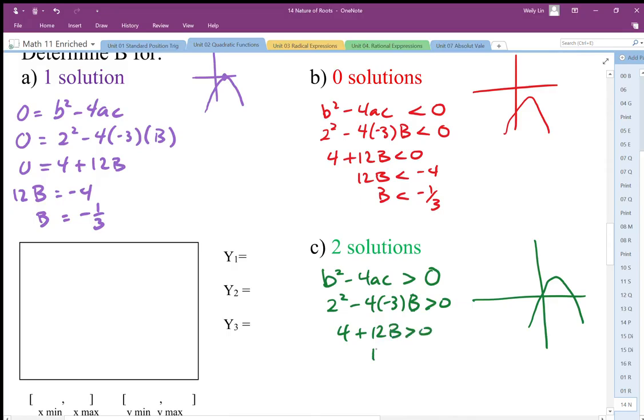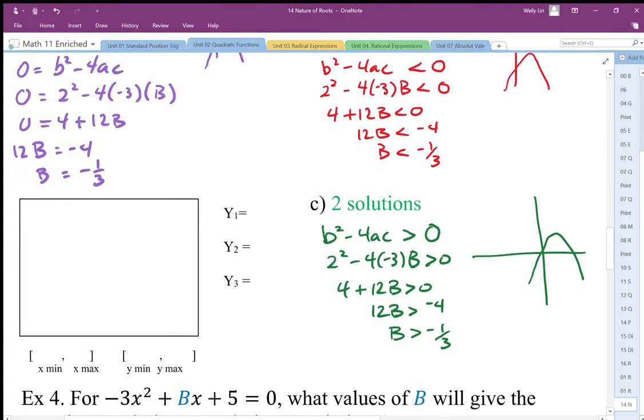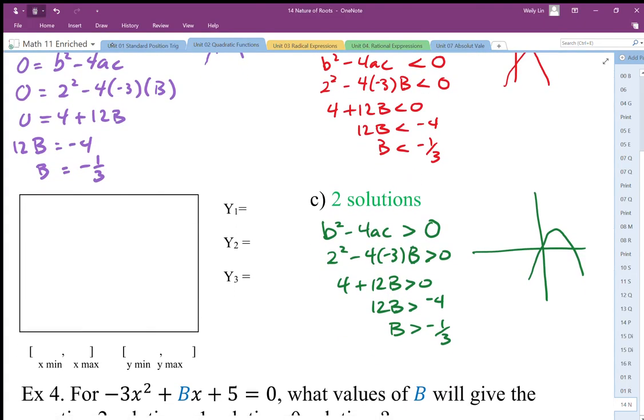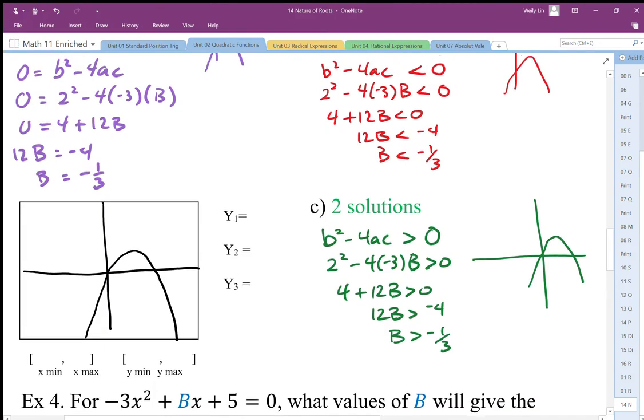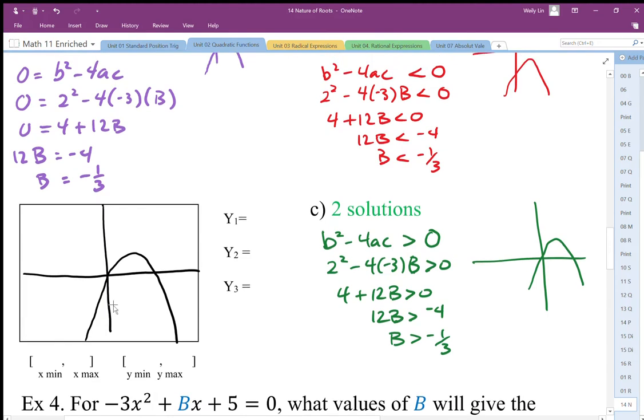Then 12b is greater than negative 4, so these are all the exact same equations. The b must be bigger than negative 1/3. If it's bigger than negative 1/3, it'll stay above the x-axis, and I have 2 solutions. So that's what my graph's going to look like. I started off with an upside down graph. It looks something like this. And then as I shift this graph up and down with the b value, it'll give me 0, 1, 2 solutions.